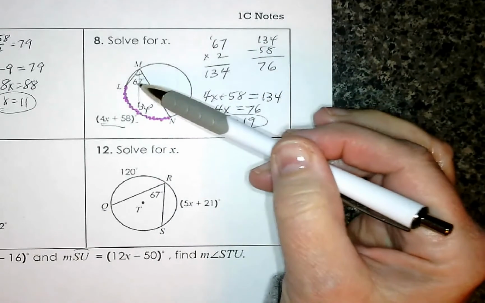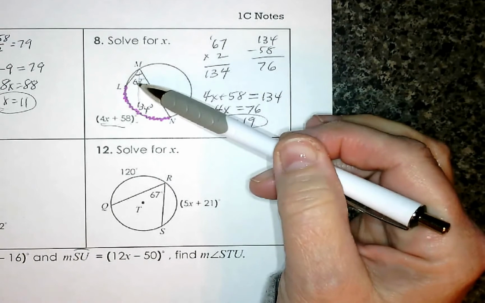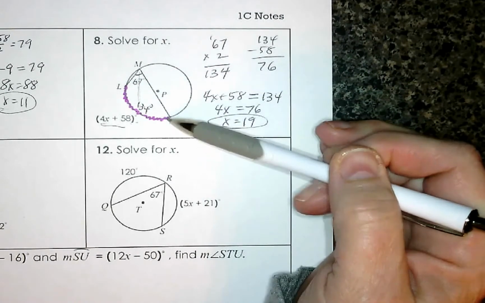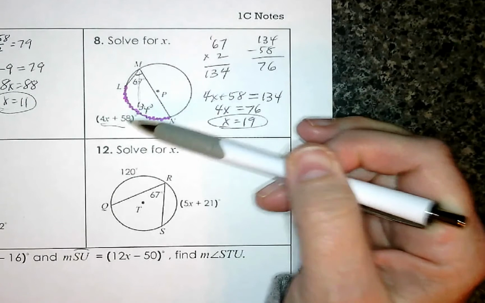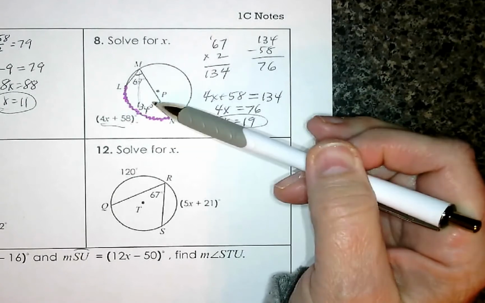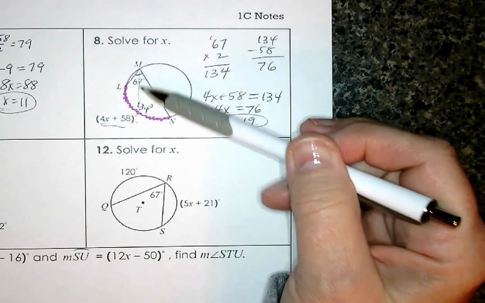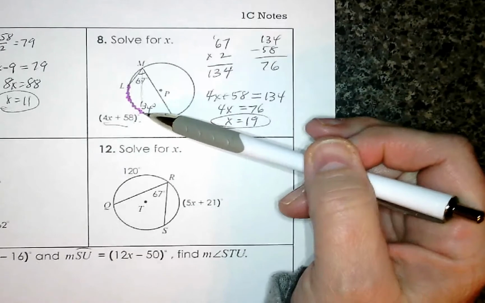Okay, so again, it was using what you already were given to find an arc. This arc is also represented by this expression, so their relationship is that they are equal to each other. I found the arc by using the inscribed angle to find its intercepted arc.